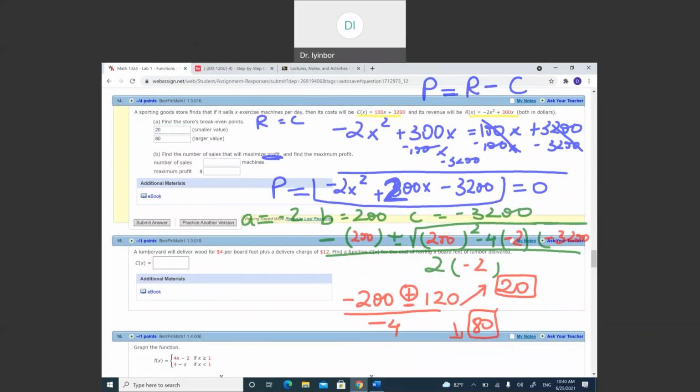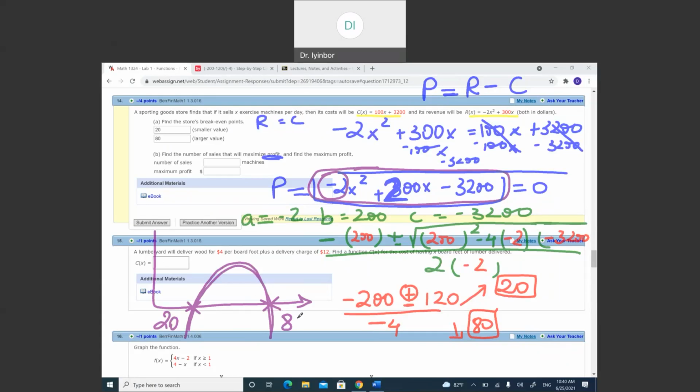And then the next one says find the number of sales that maximize the profit. So now looking at my profit function here, this is the profit function. If you remember from algebra, it's an x squared, it's a parabola. And if the number in front of the x squared is negative, that means the parabola is going to look like this. So this is the graph of your profit function. Now you have your x-axis and the y-axis. These are your break-even points. The first one is at 20 and the other one is at 80.